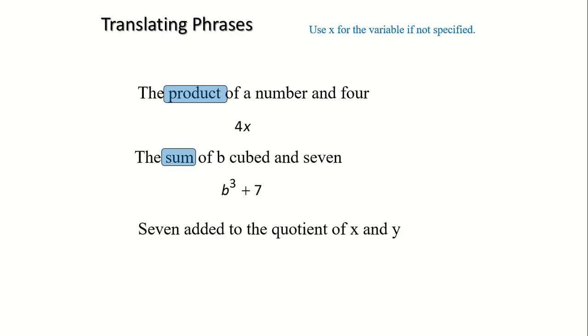7 added to the quotient of x and y. So we have two operations here, the quotient and added to. When we say quotient, that is x over y, and then added to, so we added to 7, that is 7 plus x over y.